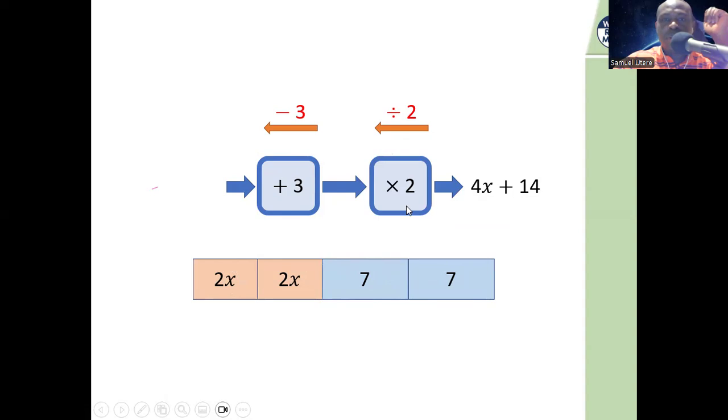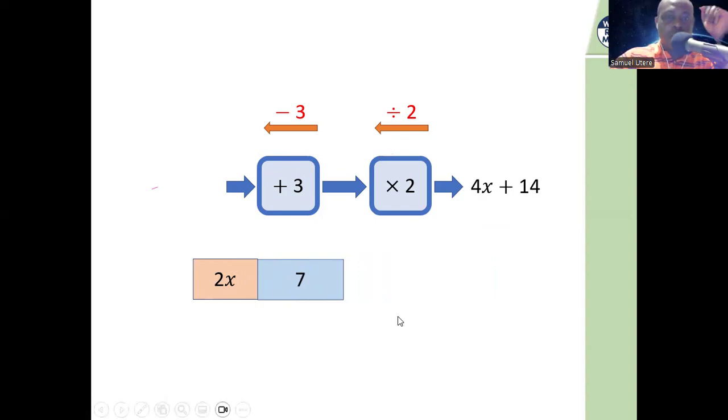Yeah, so when we divide by 2, this is what we get. Now when we subtract 3, remember, we can only subtract 3 from the 7 block. We can't subtract 3 from the 2x block. We don't know what x is, do we? They're not of the same kind. I want you to think about that.